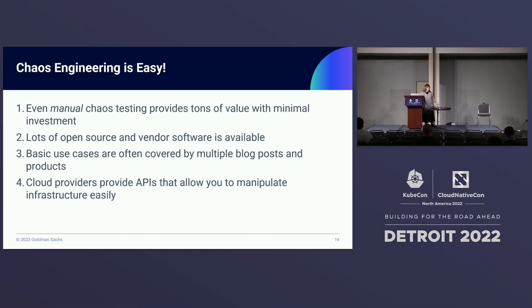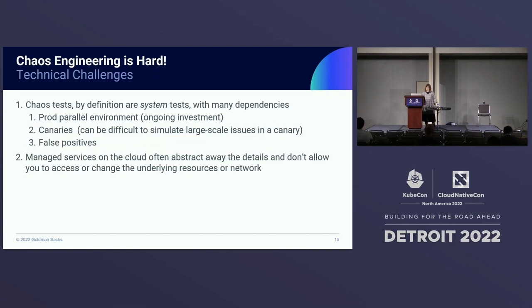On the other hand, chaos engineering is also really hard, right? Some of the technical challenges: first of all, chaos tests, by definition, are system tests, right? And system tests are notoriously flaky, right? You have all these false positives, all these moving parts. How do you make sure everything's up and running the way it's supposed to be? So that's one challenge. And then running in a production-parallel environment, which could be an ongoing investment.